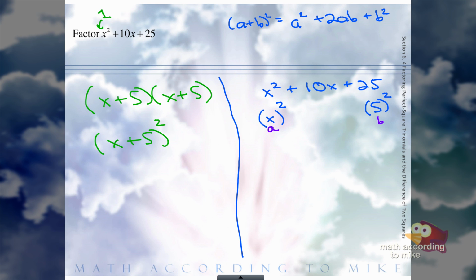And then we check the inside. Does the inside have the format of 2ab? For us, we would say 2 times a, which is x, and our b is 5. Since 2 times x times 5 does make 10x, then we do have ourselves a perfect square. It would factor as (a + b) quantity squared. Our a is x, our b is 5, quantity squared.